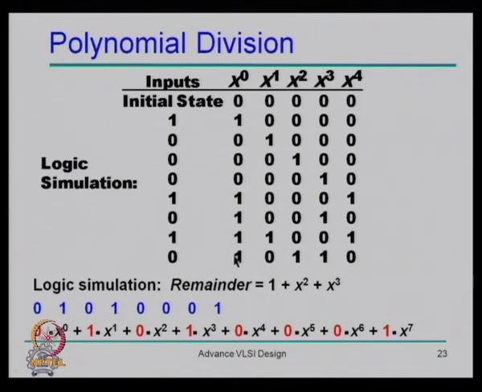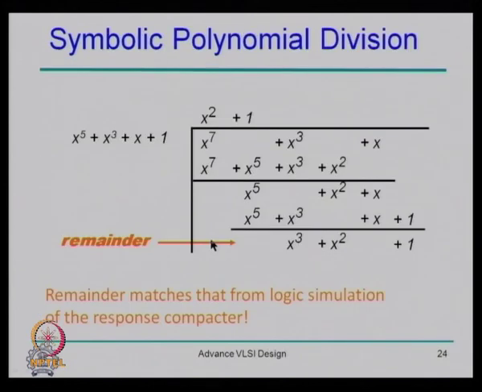I can write this as a polynomial, that means 1 into x raised to the power 0 plus 0 into x raised to the power 1 plus 1 into x raised to the power 2 plus 1 into x raised to the power 3 plus 0 into x raised to the power 4, that combines to 1 plus x square plus x cube. In the same way, I can write a polynomial for the input bit stream, 1 0 0 0 1 0 1 0, and that I can represent by a polynomial. The same thing you can obtain by a division operation.